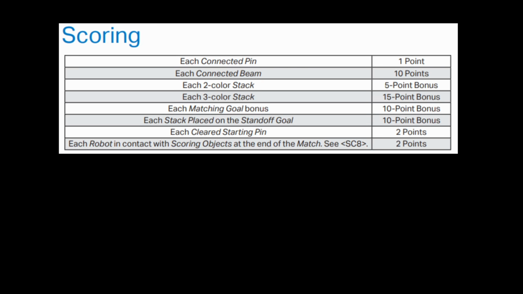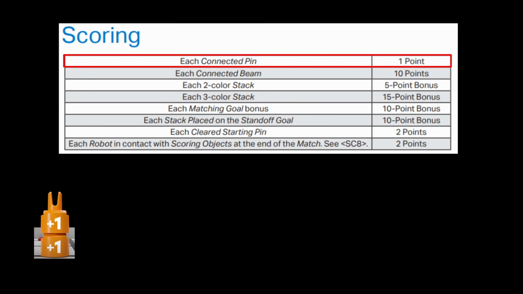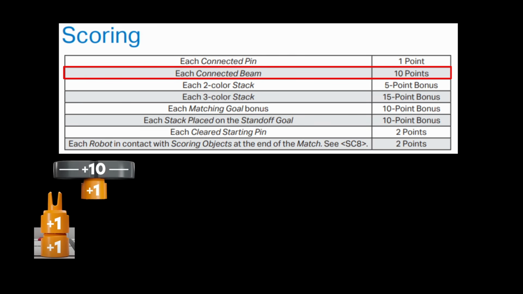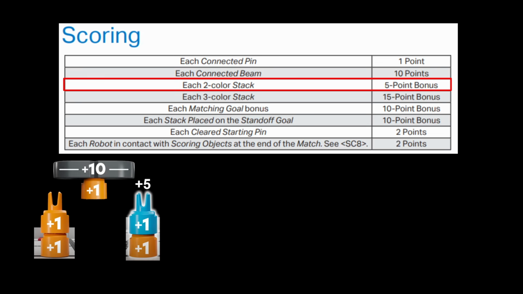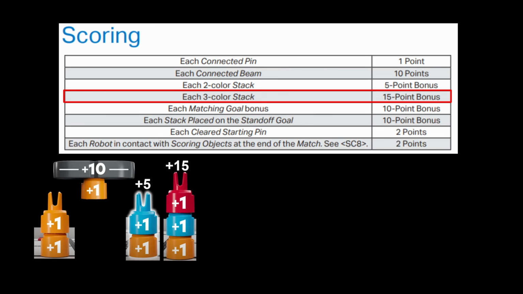As a reminder, for details on how this year's scoring works, go and check out my full scoring video, which is linked below in the description if you haven't seen it yet. But as a quick reminder, the scoring cheat sheet is each pin in a stack is worth 1 point, beams in a stack are worth 10, stacks with 2 colors in them are worth 5 points, stacks with 3 colors in them are worth 15 points.